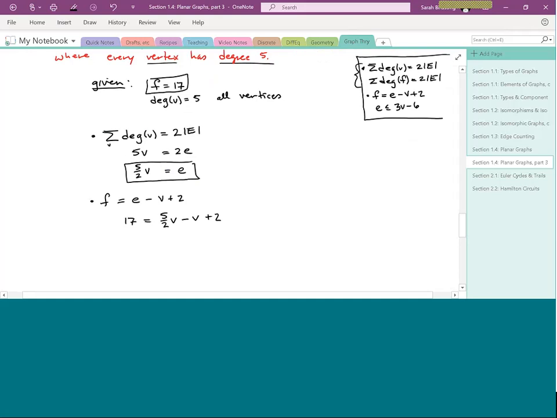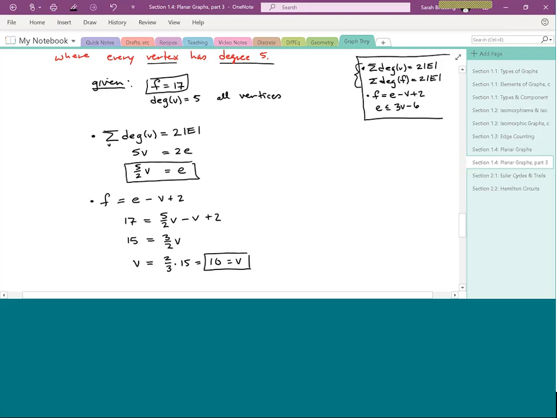And at this point, it's just solve for the number of vertices. If we combine the two terms v together, that should be 3 over 2. Subtract 2 from both sides, that should be 15 equals 3 over 2 times v. So this means that v is 2/3 times 15, which should be, I'm getting 10. Are you guys getting 10? All right. So this tells us the number of vertices that this graph should have is 10.